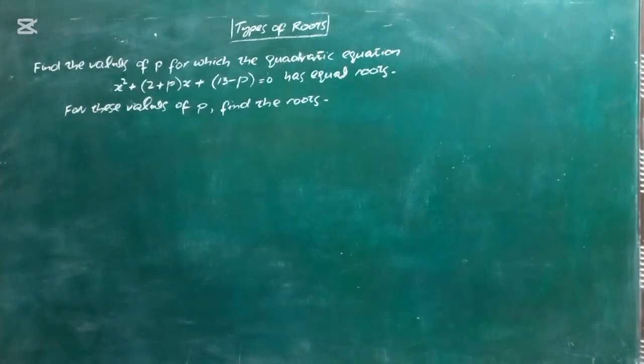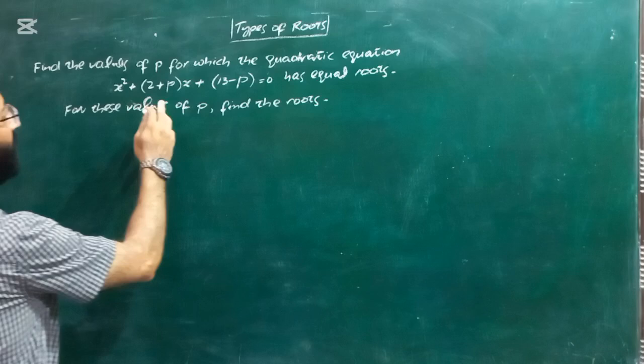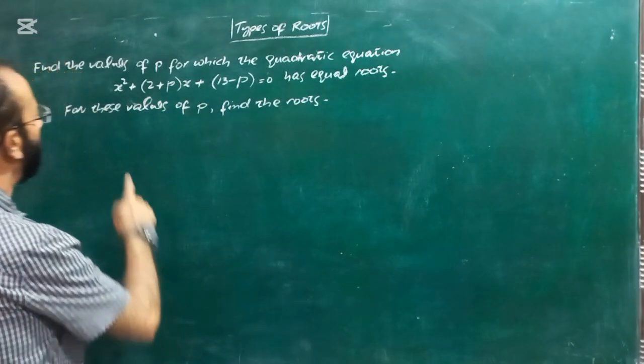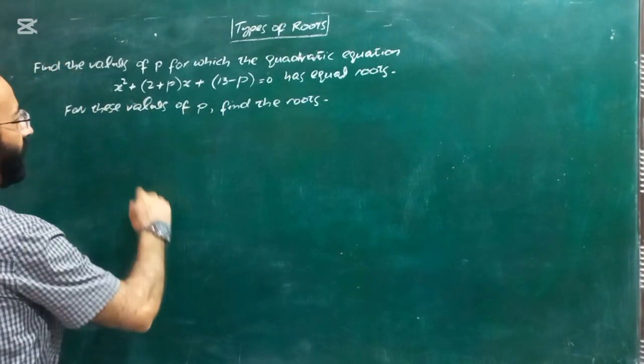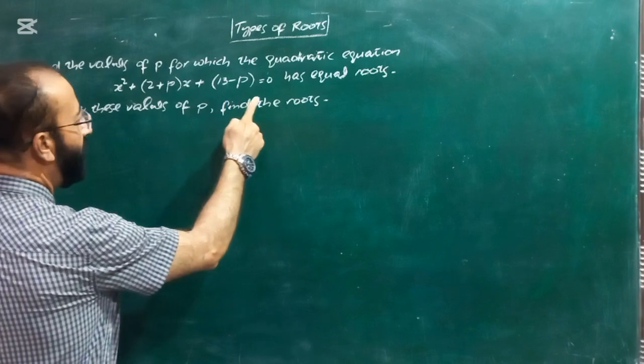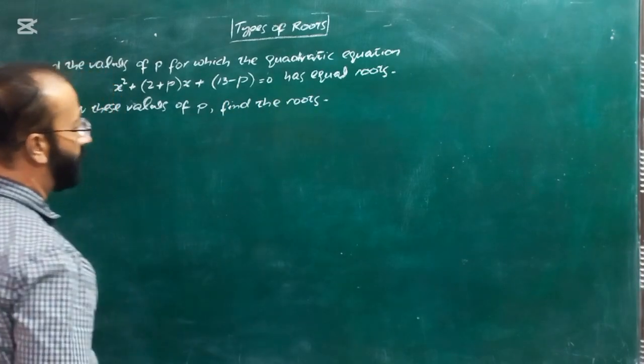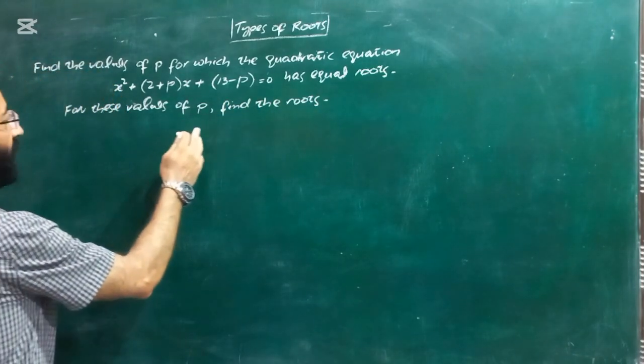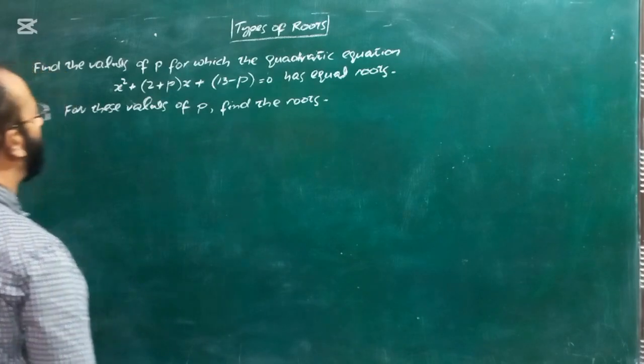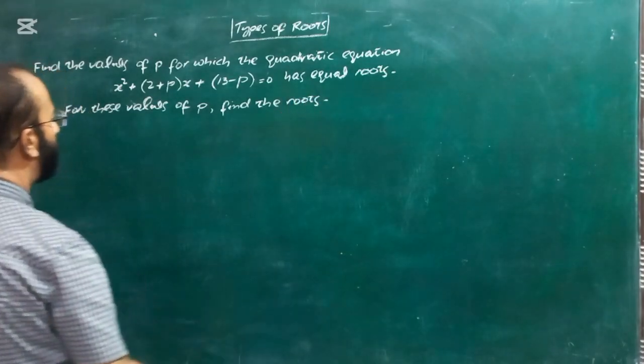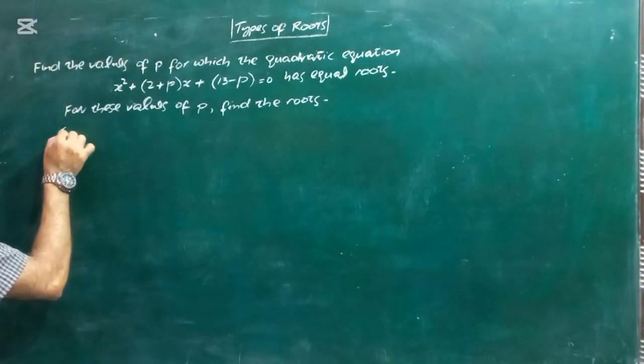Here is another question. Find the values of p for which the quadratic equation x square plus (2 plus p)x plus (13 minus p) equal to 0 has equal roots. For these values of p, find the roots. Okay, equal roots. So the solution is here.